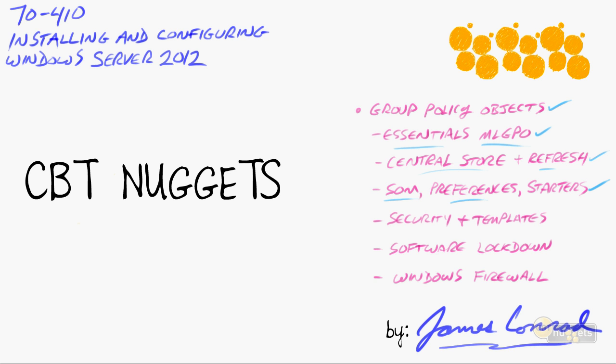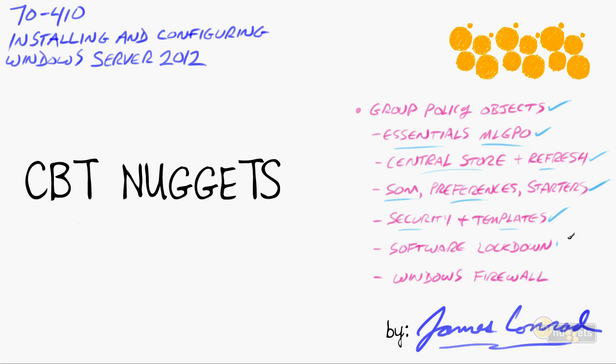We'll take a look at starter GPOs. This is a great way to set up more or less a template of settings so that you can distribute them to other locations throughout your environment. We take a look at security settings and security templates, which are important to be able to apply so that we can, again, apply a whole bunch of security settings all at once.